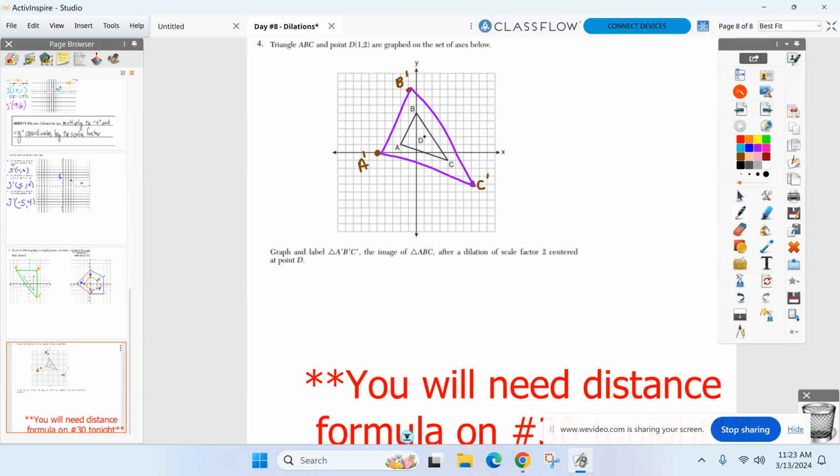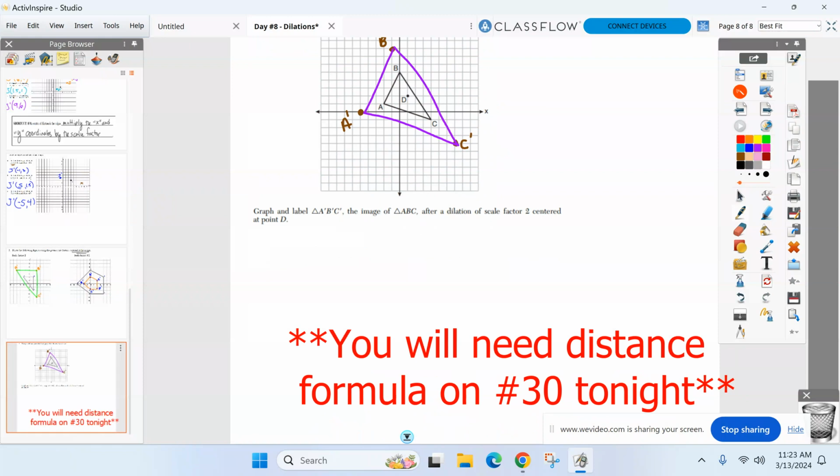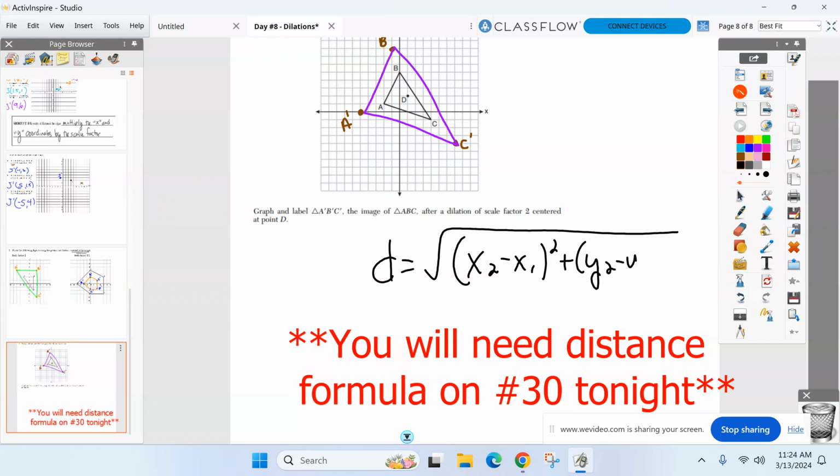So now you know what actually happens in a dilation other than getting bigger and smaller. Heads up, number 30 tonight is going to ask you to find the perimeter of 2 triangles. Since it's going to be graphed, the only way you're going to find the perimeter is using the distance formula. I know we've used it a ton. So that's number 30 tonight. You're going to be asked to find the perimeter, and you have to use the distance formula.